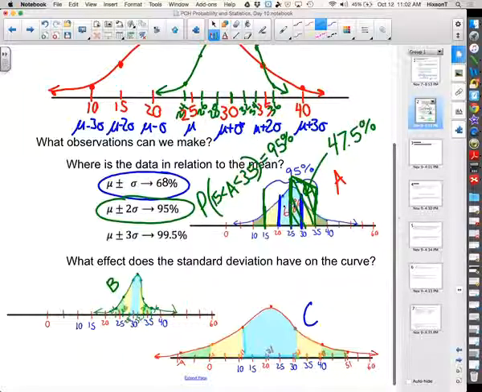Yeah. Now, one last thing. If this is 34% and this is 47.5%, then how much of the data is between 30 and 35? Subtract them. 47.5 minus 34, we've got 13.5% in that range. So you can see how the problem solving can come in with these.